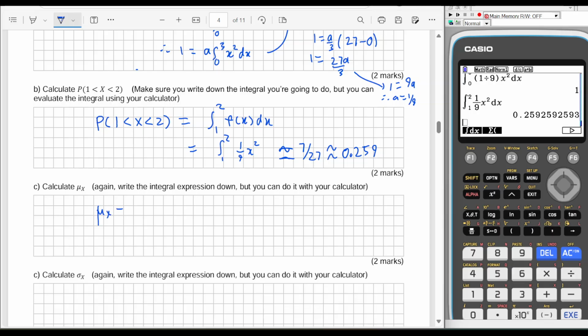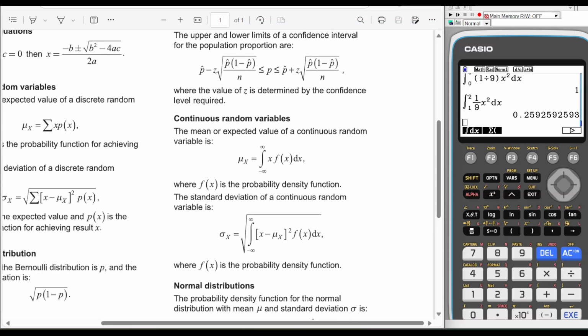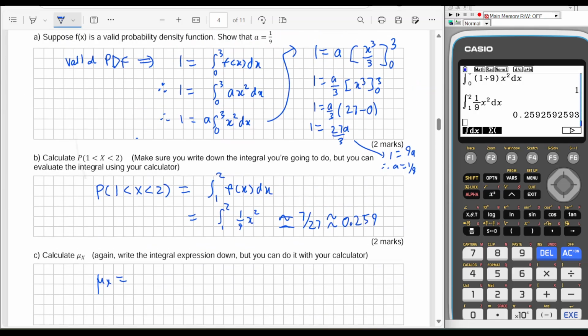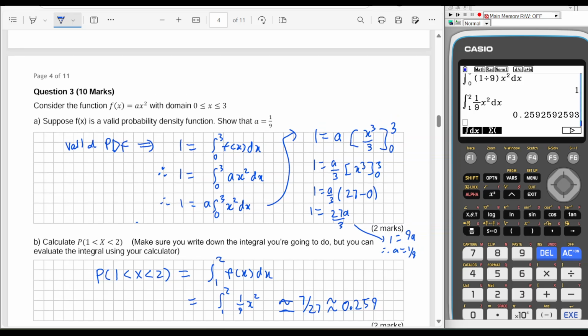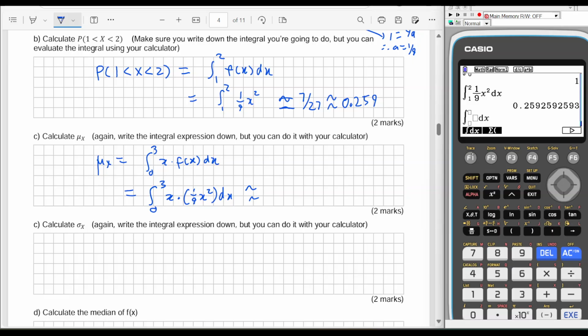And calculate the mean. So the mean, there is a formula for this, and I reckon it's even on your formula sheet. So there it is, x times f of x. They're integrating from minus infinity to infinity on the formula sheet, but what that really means is whatever bound your function's on. So in our case, integrate from 0 to 3. So 0 to 3 of x times the function. This is the integral from 0 to 3 of x times 1 over 9x squared. Don't waste your time doing it by hand. So we're just going to integrate that. So x times, and then the function itself. So 9x squared.